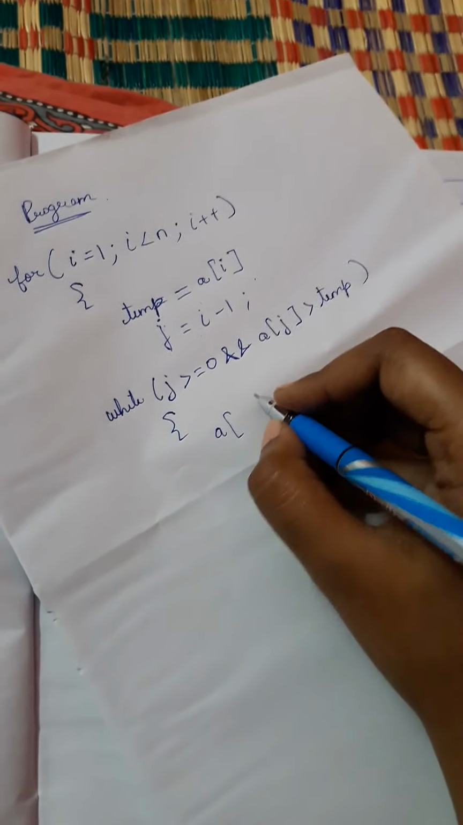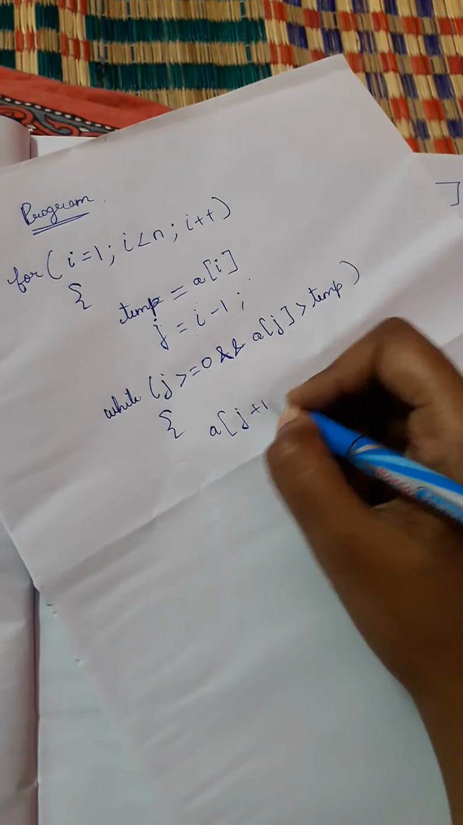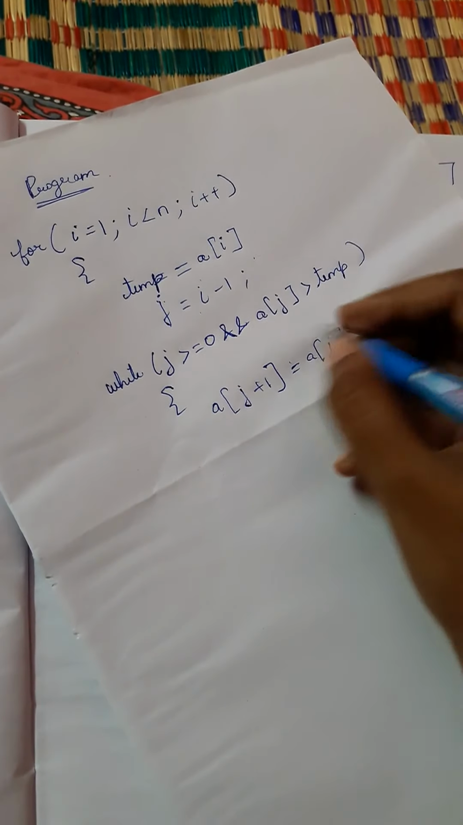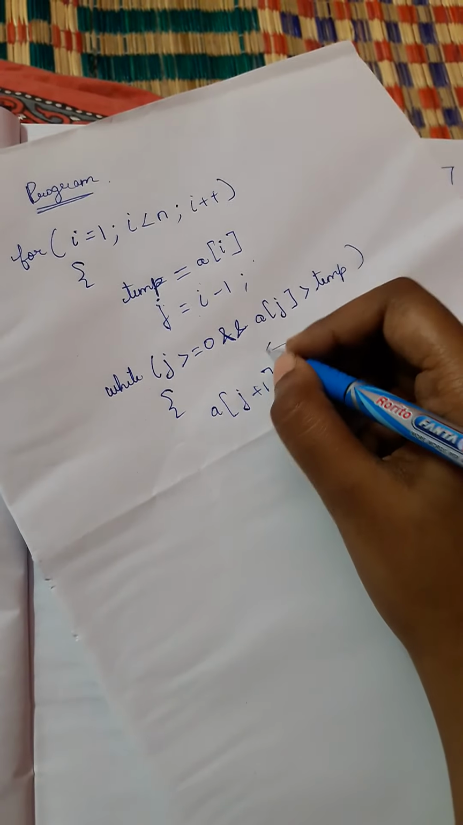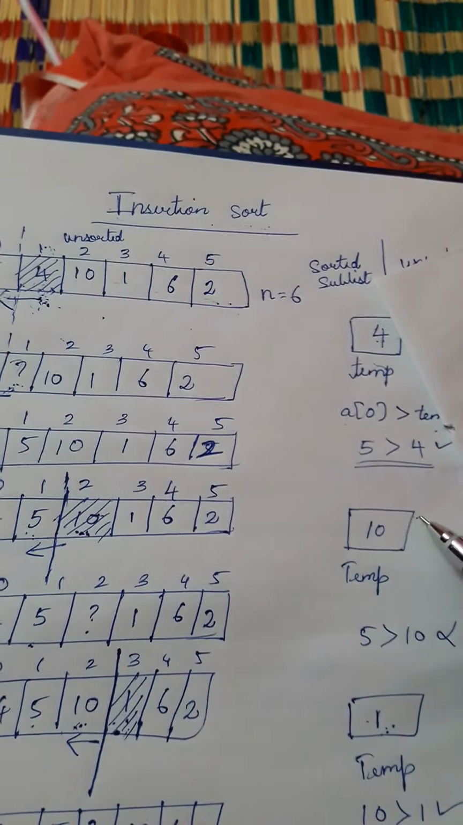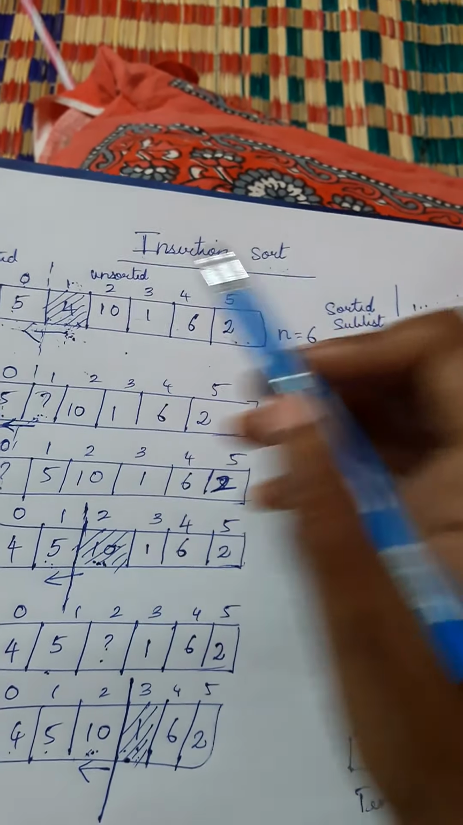Next, a of j plus 1 is equal to a of j. That is, I am assigning the a of j value by shifting it one position. If this value is greater, then I have to shift it by one position.